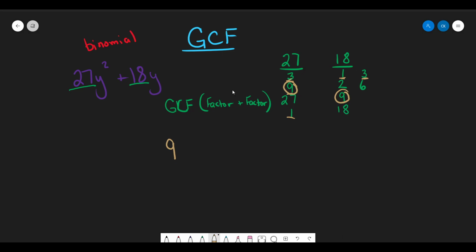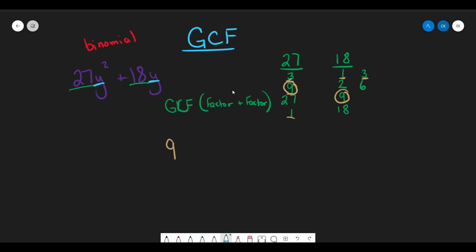Okay, once I get the coefficients done, now I want to move on to the variables. So what I do with the variables is first, I look to see if I have a variable in all of my terms. See how this y is in all of my terms here? I see a y in the first term. I see a y in the second term. Because the y is in all the terms, that means that I am able to factor it out. I don't know what I'm going to factor out yet, but I can factor it out.